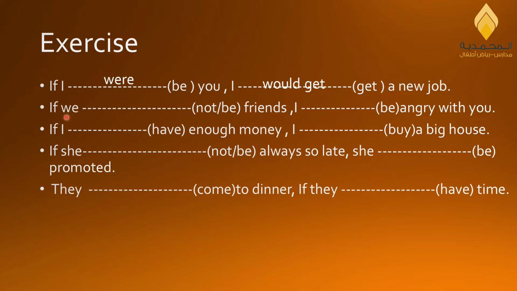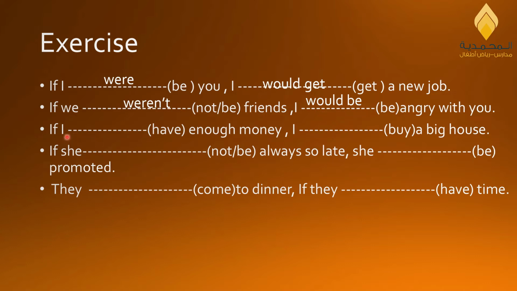Let's see the next example. If we (not be), I (be) angry with you. So this is the if part or if clause. We have to use the verb two. What's the negative form of be? Yes, weren't. If we weren't friends, I, what happened? Yes, would be angry with you.